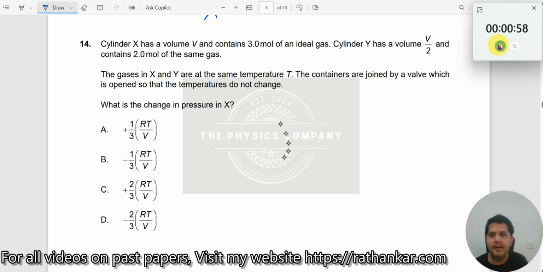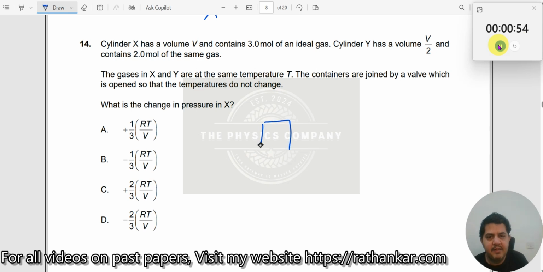Question number 14. Cylinder X has a volume V. Okay, let us write down the diagram. Cylinder X has a volume V and a pressure P1. I do not know what the pressure is, and it contains 3 moles of an ideal gas.